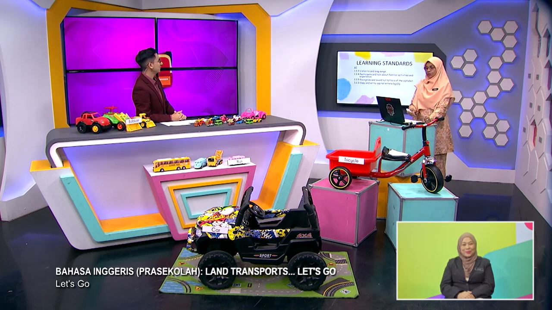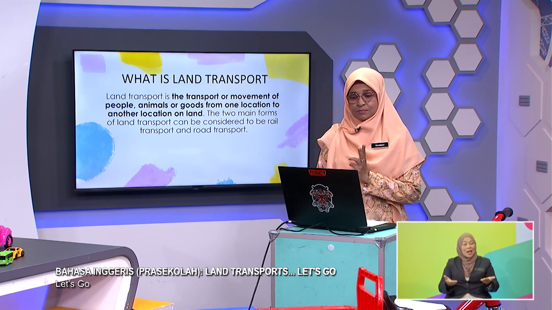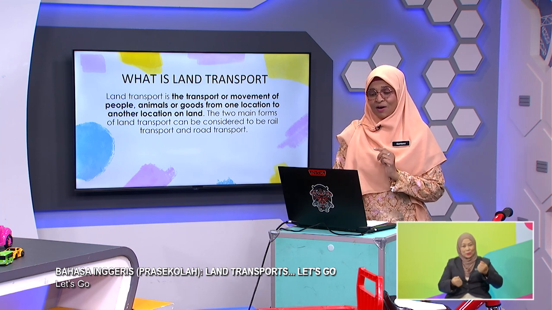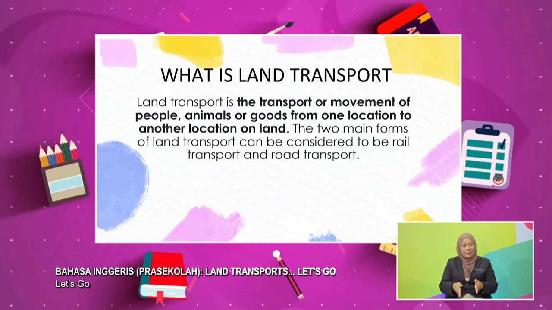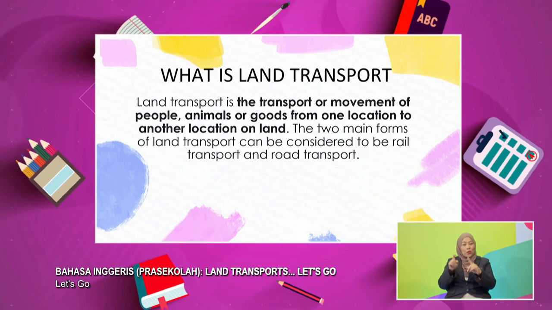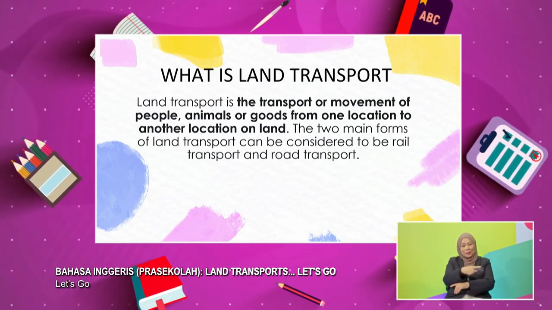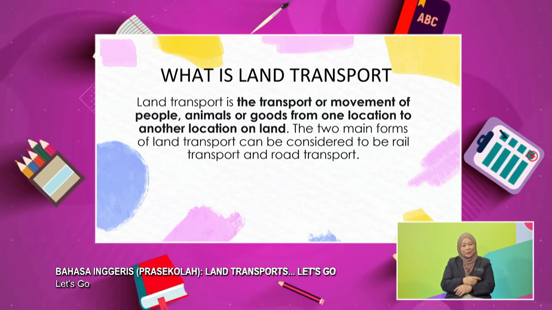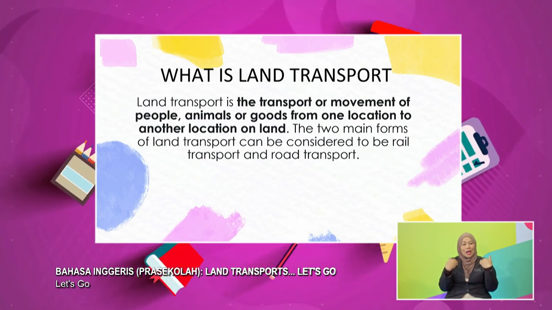All right, so land transport is the transport or movement of people, animals, or goods from one location to another location on land. The two main forms of land transport can be considered to be rail transport and road transport.